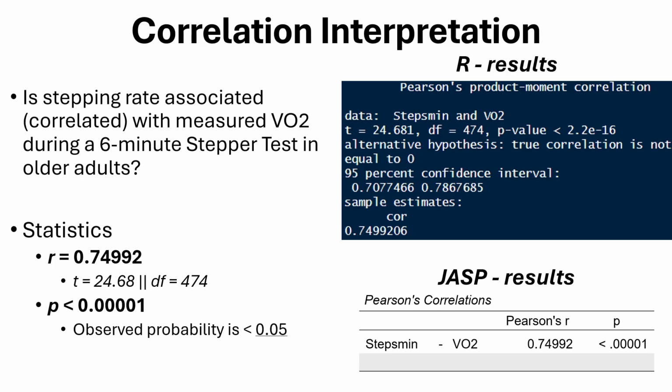0.74992. The test of significance for the correlation utilizes a t-test with an observed t-value of 24.68 with 474 degrees of freedom. The associated p-value is quite small, well less than 0.00001, which is obviously less than our a priori alpha value of 0.05. As such, we would conclude that the observed correlation is significantly different from 0.